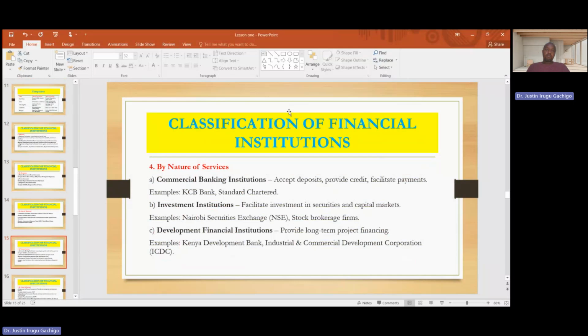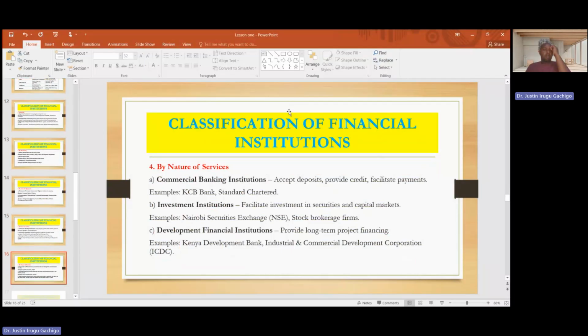commercial banking institutions. These accept deposit, provide credit facilities, facilitate payments. Example, we have KCB and Standard Bank. Then we have investment institutions, and these facilitate investments in securities in capital market. Example, we have NSE and stock brokerage firms. Then we have development financial institutions, and these provide long-term project financing. Example, we have Kenya Development Bank, Industrial and Commercial Development Bank, etc.